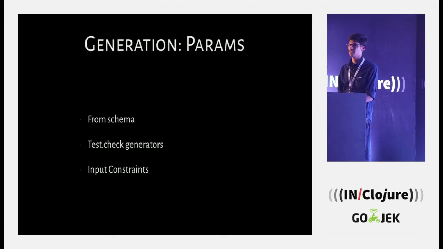The first step is generation of the params for the action. Like I just mentioned, it's from schema, and you can use test.check generators. One particular thing here, though, is that test.check generators generate totally random values. So if you are generating a card number, you don't want 0 or 1 for your card number because it's going to fail, and it's not a particularly useful input. So you can write schema constraints, which already exist for schema, to constrain these values, and the generators will honor them.